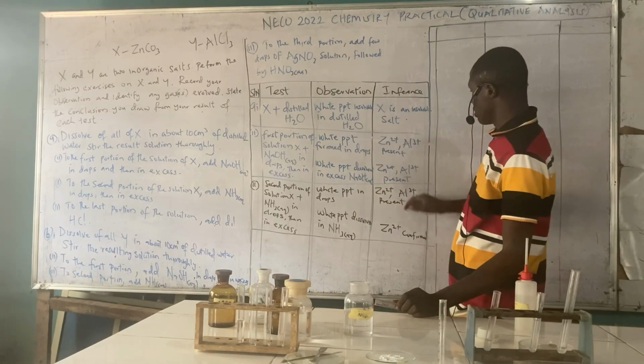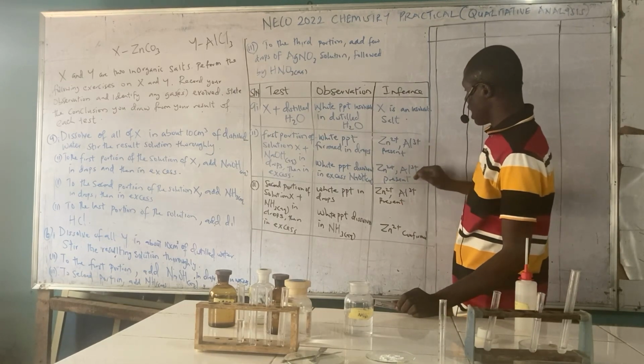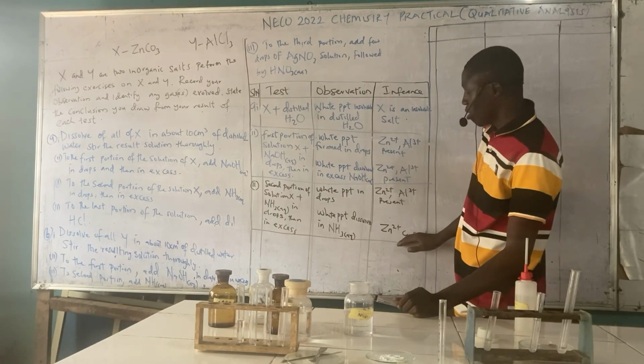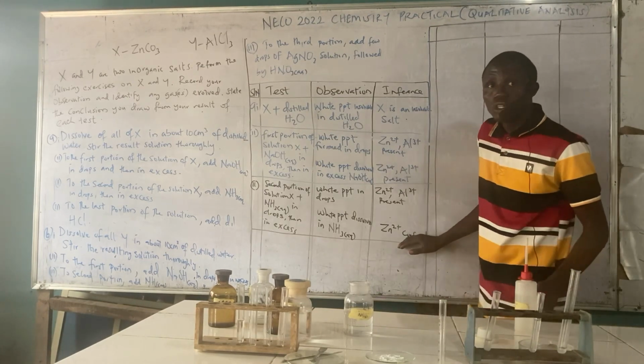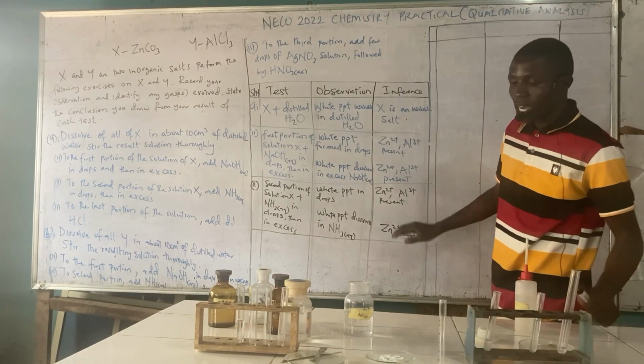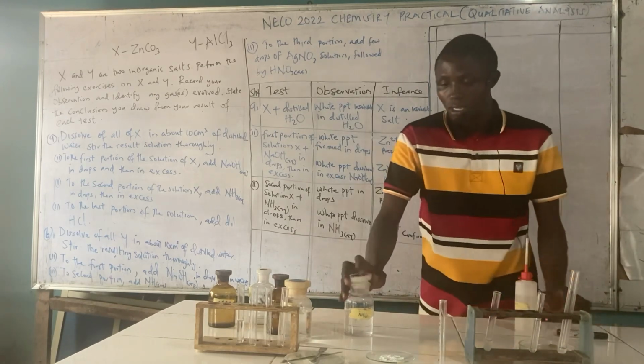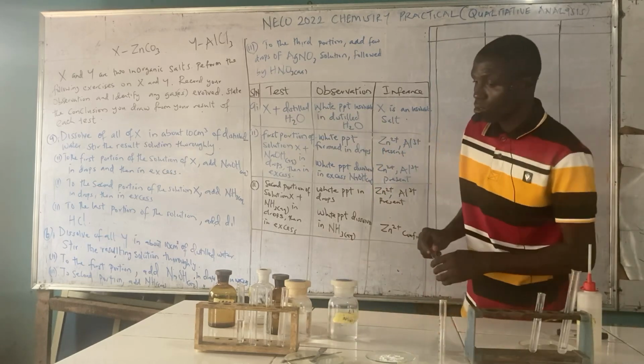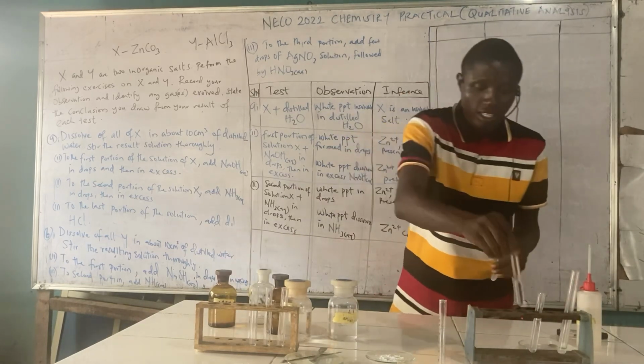It's only zinc 2+ that can dissolve completely in aqueous ammonia. Can you see the difference between this and this now? In both cases, aluminium and zinc will dissolve in sodium hydroxide, but only zinc dissolves in aqueous ammonia. So that's about the second portion of the solution.